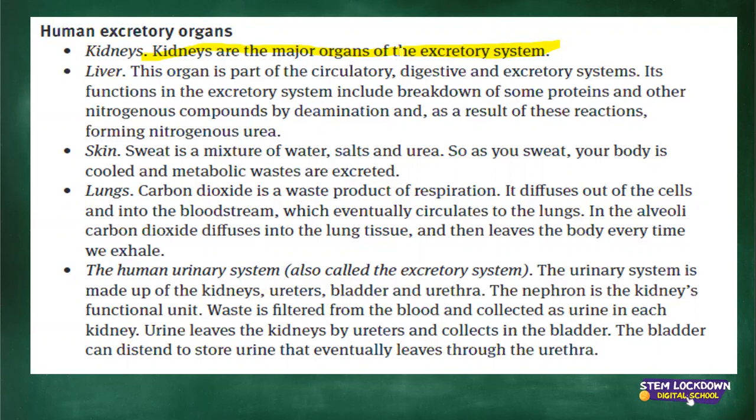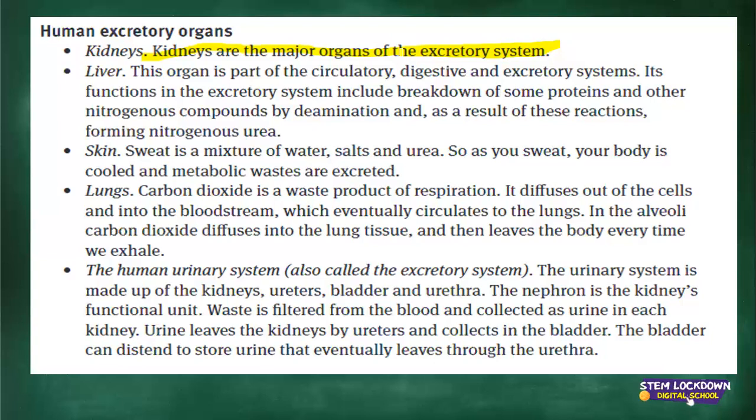And then the lungs. How are lungs involved? Carbon dioxide is a waste product of respiration. You know this very well. We covered this for over 2 weeks. It diffuses out of the cells and into the bloodstream, which eventually circulates to the lungs. In the alveoli, carbon dioxide diffuses into the lung tissue and then leaves the body every time we exhale.